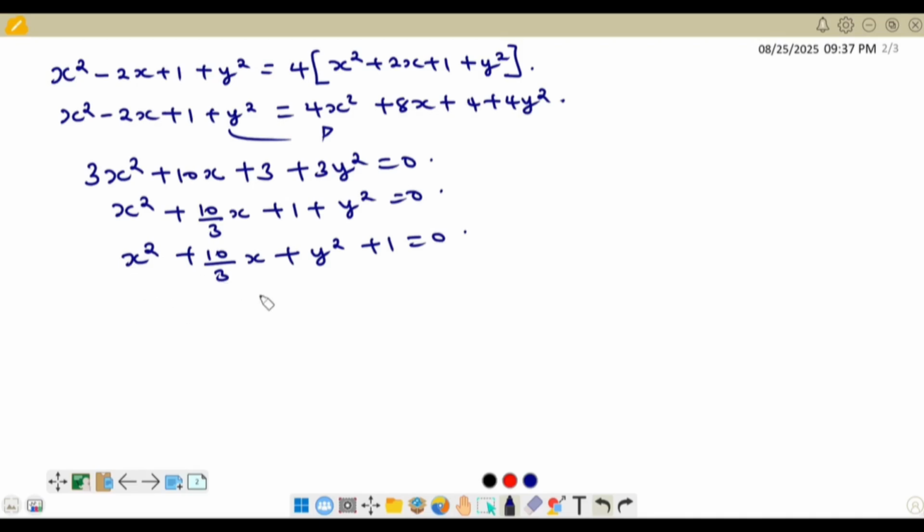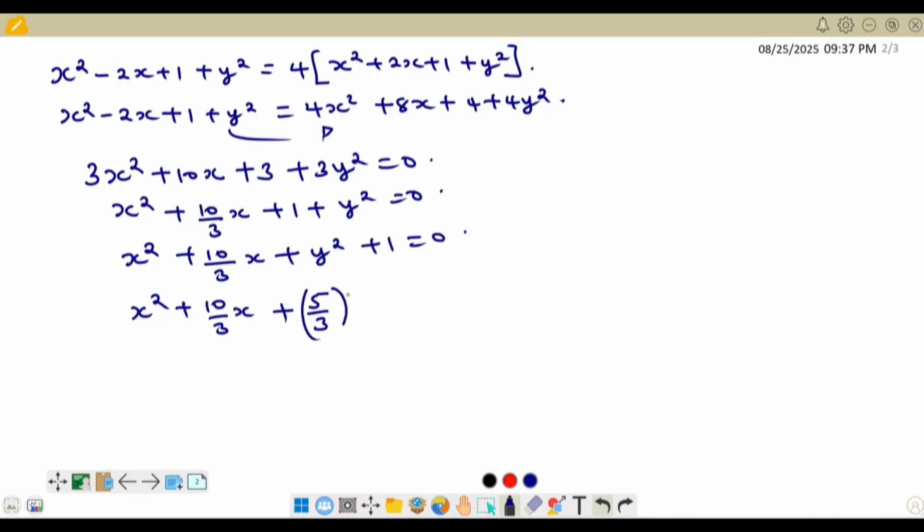We can find out more by getting the radius and the center. For that case, we shall use completing the square here. So this is x squared plus 10 over 3 of x. We shall add half of the coefficient of x, squared. When you get 10 over 3 and divide by 2, you remain with 5 over 3.